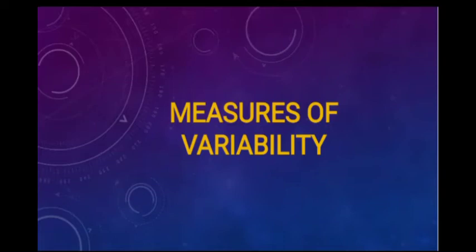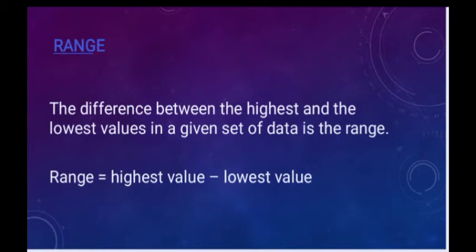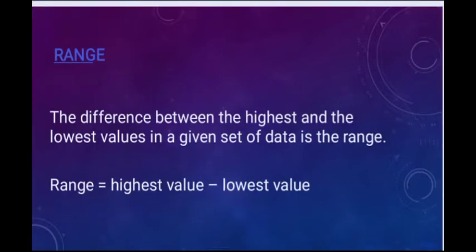So class, let us move on to measures of variability. The first measure of variability that we will discuss is the range. The range is the difference between the highest and the lowest values in a given set of data. So the range is equal to the highest value minus the lowest value of the data set.